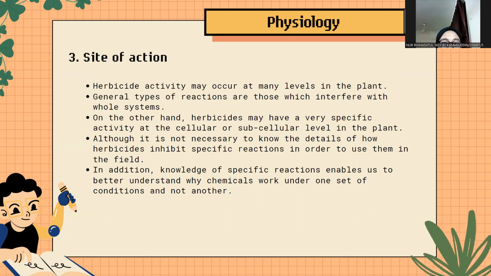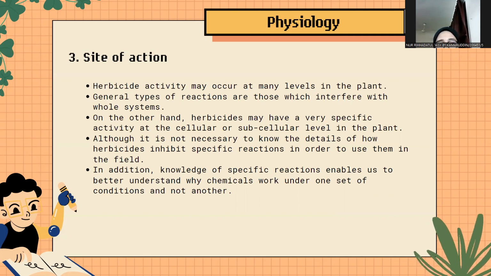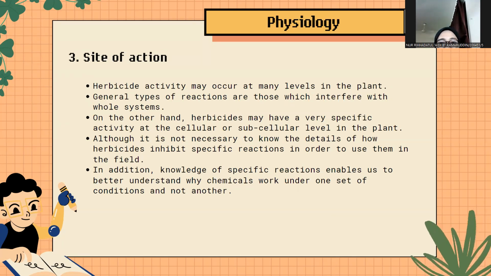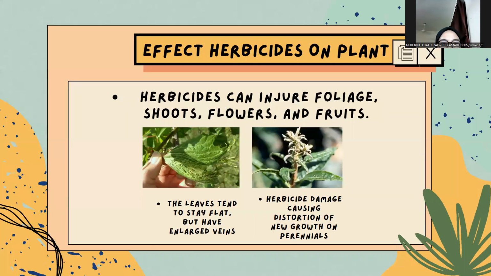On the other hand, herbicides may have a very specific activity at the cellular or subcellular level in the plant. Although it is not necessary to know the details of how herbicides inhibit specific reactions in order to use them in the field, such knowledge is extremely useful in the development of new products. In addition, knowledge of specific reactions enables us to better understand why chemicals work under one set of conditions and not another.